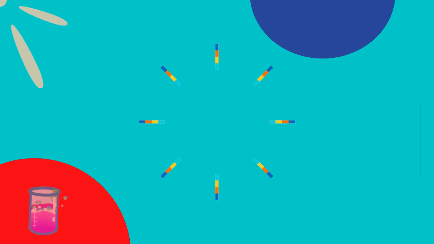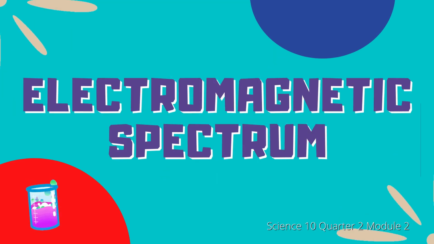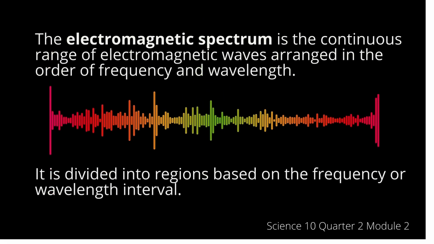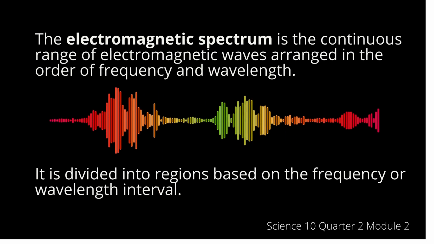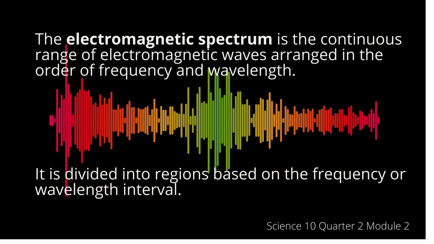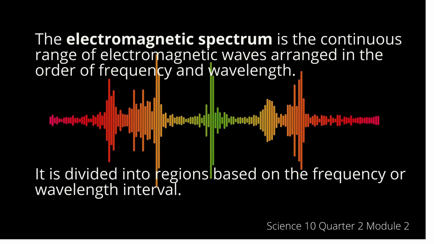The next part of this video module is the electromagnetic spectrum. The electromagnetic spectrum is the continuous range of electromagnetic waves arranged in the order of frequency and wavelength. It is divided into regions based on the frequency or wavelength interval.